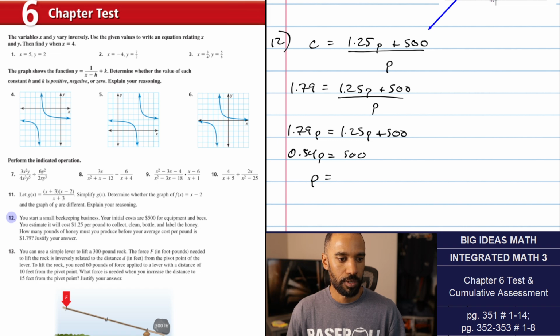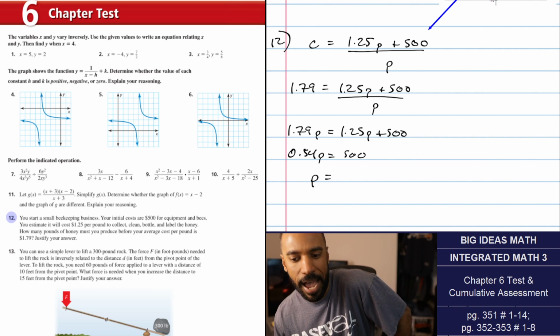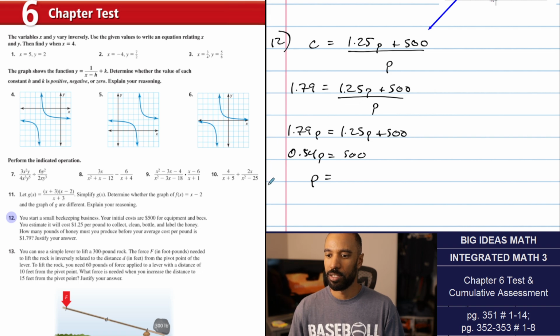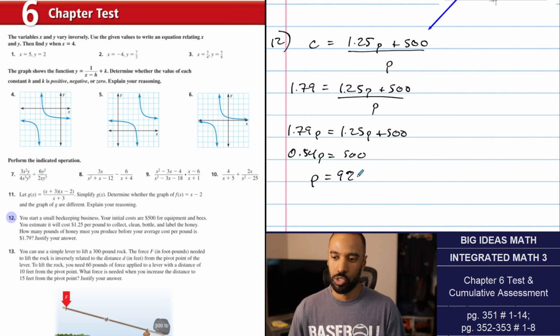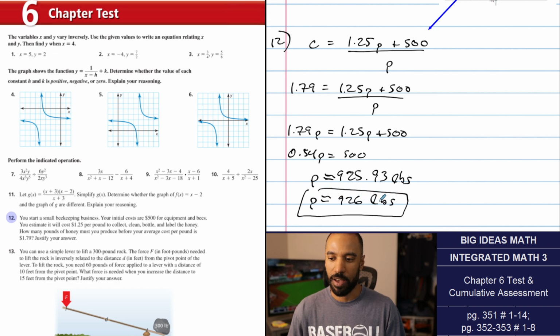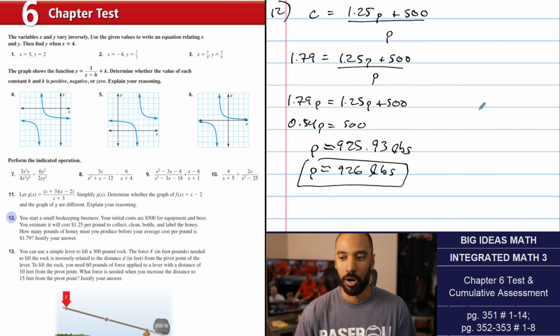500 divided by 0.54. I'm getting a P value of, it's kind of a weird decimal, 925.9259. So 925.93 pounds. I'll just round it to 926 pounds. So 926 pounds of honey gets you down to that average cost of $1.79 per pound.